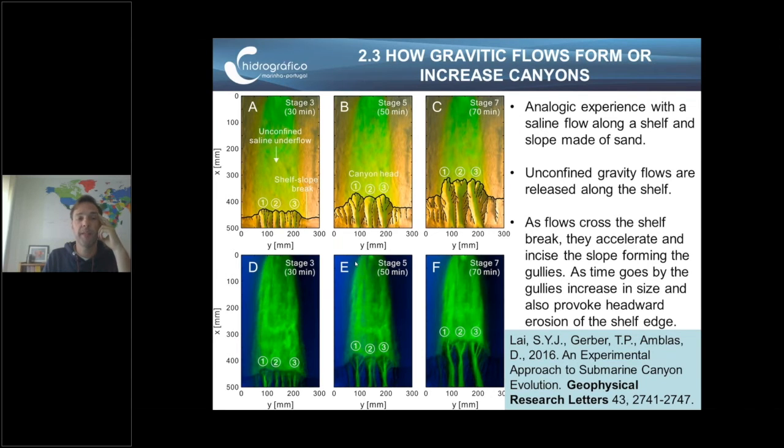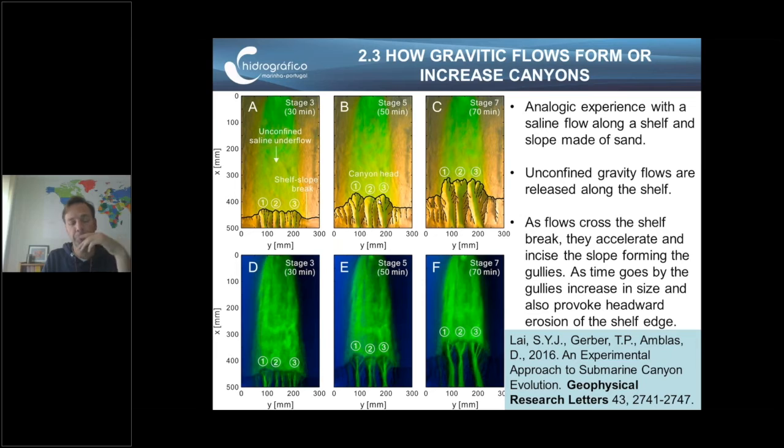This is work that these authors have done with an analogue experiment. What they did was create a shelf, which is this part here, and then a slope made of sand. They started to introduce an unconfined gravity flow, a saline flow, from the coastline, which is represented here, to the shelf edge. Since the shelf has a slope, this unconfined flow just goes down the slope.